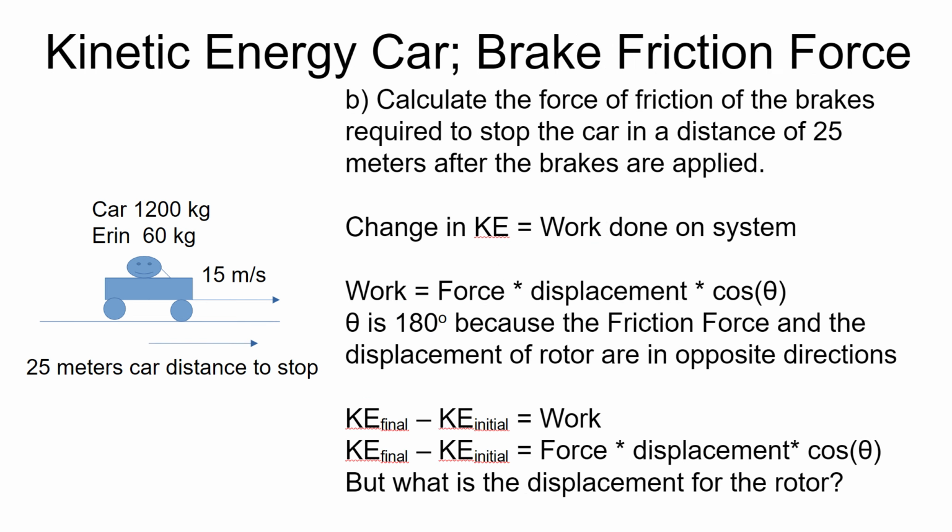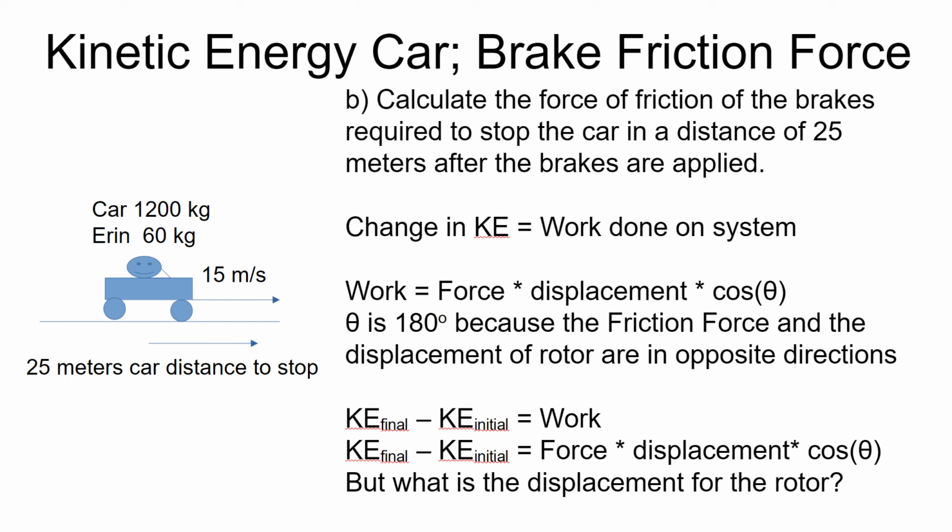What is the force of friction if we're going to stop the car in 25 meters? Well, to stop the car, it means we need to bring the kinetic energy down to 0. So we have the two kinetic energies calculated. We'll add those together to get the total kinetic energy of the system. And the brakes are going to do work on the system and remove kinetic energy. The work done is force times displacement.